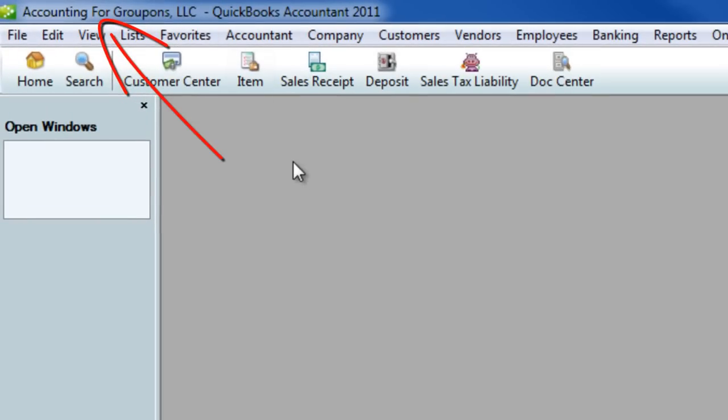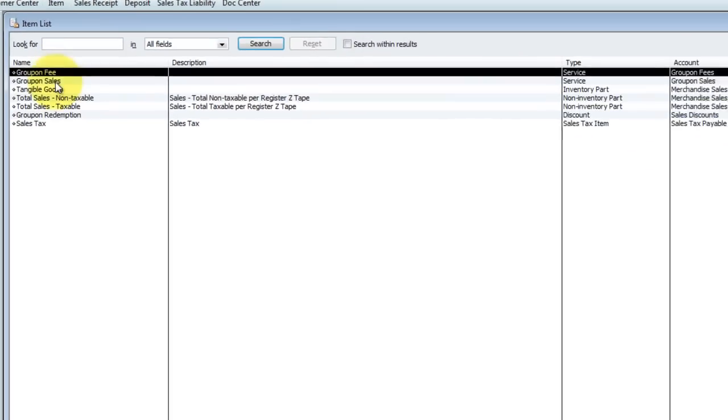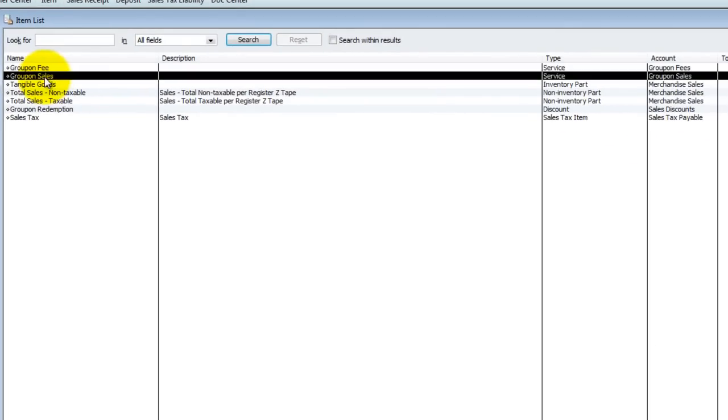So here we are in the QuickBooks file for Accounting for Groupons LLC. And I'm going to show you how I've set this up. The key, of course, is in the items and how you set those up. The first thing to set up is the Groupon sales. This is to account for the initial sale, the future benefit that we're selling, so that this is a non-taxable sale and it should go to an income account, so we show Groupon sales.